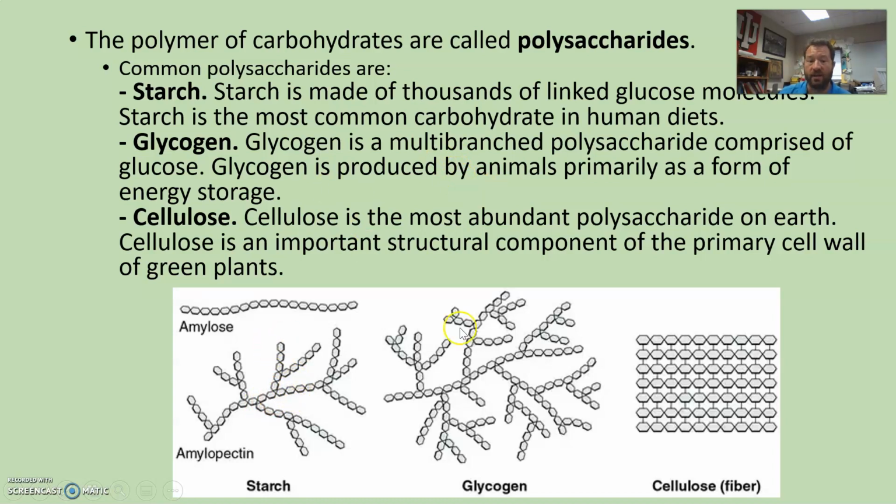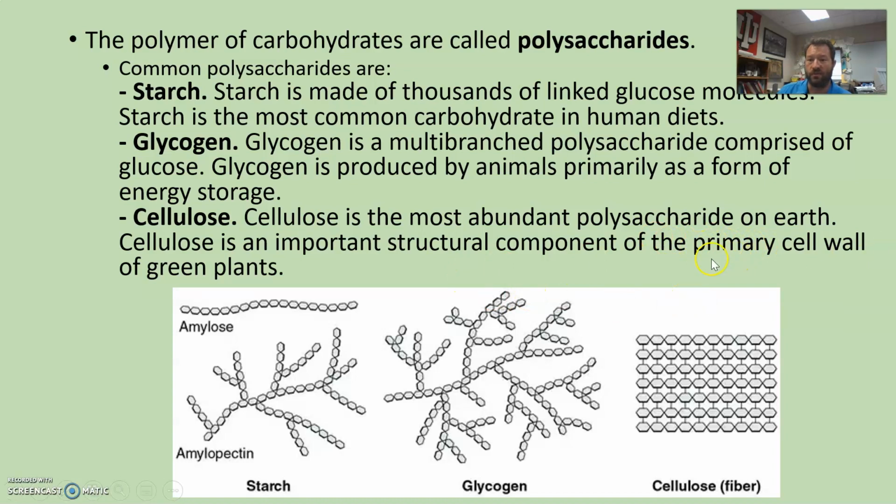Another common polysaccharide is glycogen. See the image here with a lot of branches on it. Glycogen is something that animals make, and that's how we store a lot of our energy. And then the third type of common polysaccharide is cellulose. This is the most abundant polysaccharide on Earth.